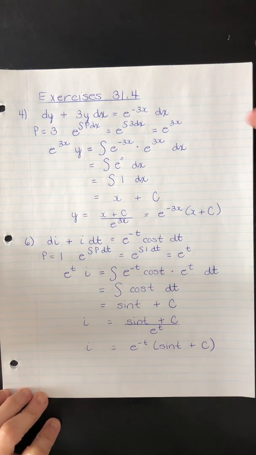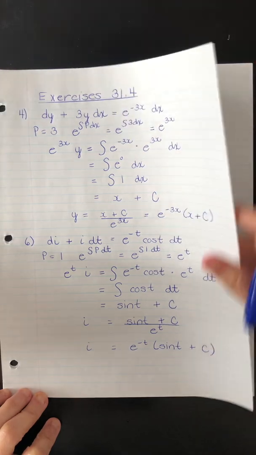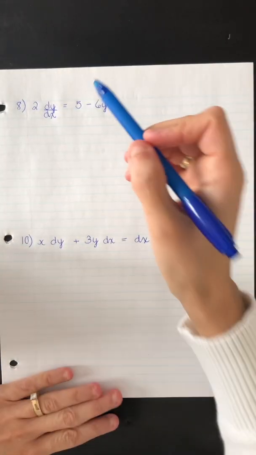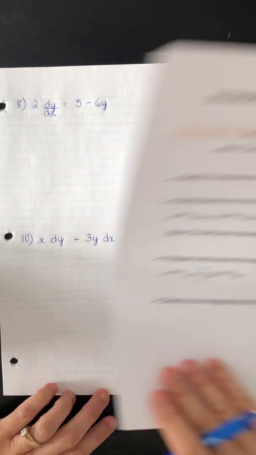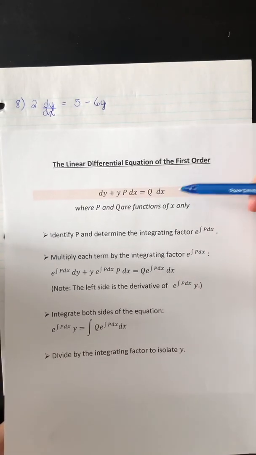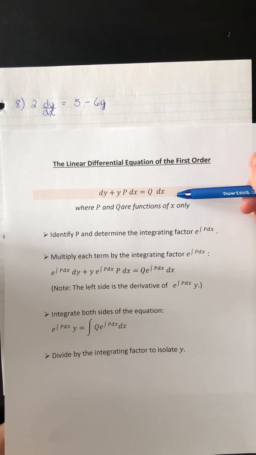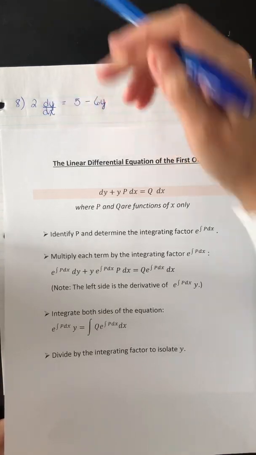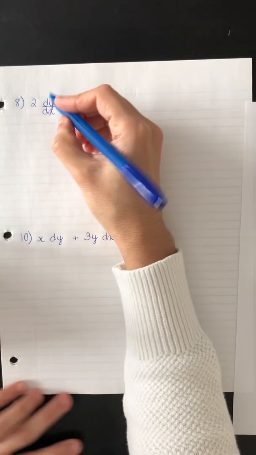Okay, let's continue with another example. So this is problem 8. Now the striking thing here is that it does not resemble this equation yet at all. So we're going to see if we can make it look like this equation. So first thing is I'm going to multiply all terms by dx.